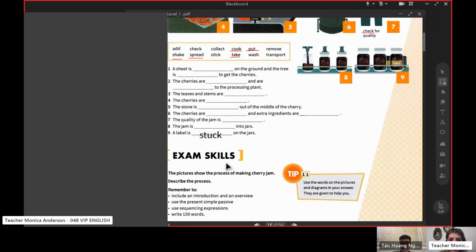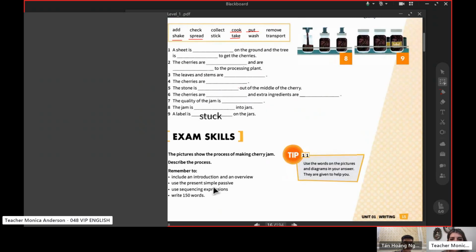And of course, you can write more. I want you to do something, of course, not now. At home, try to write it completely, and please write at least 150 words, including introduction, overview, and main bodies to talk about the stages. So this is your home task. You need to write and send it to me.